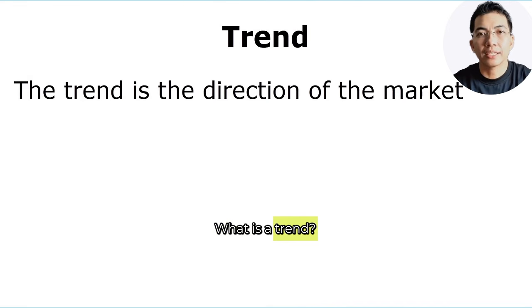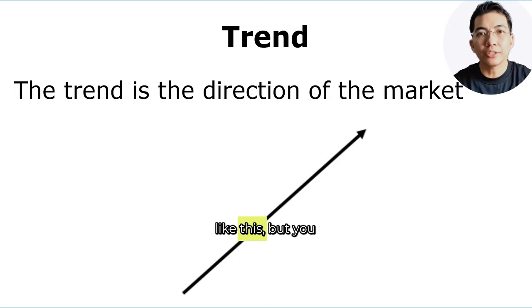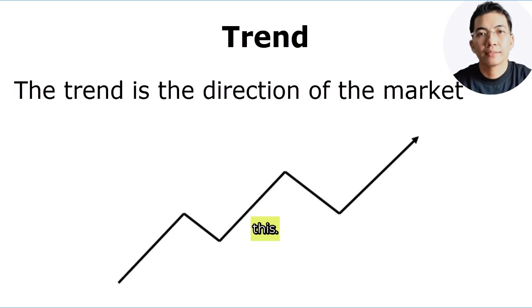What is a trend? The trend is simply the direction of the market, so which way the currency pair is moving. But when you have a look at the chart, the first thing that you notice is that there is no straight line to help you to identify any direction. You never see something like this, but you can see something like this. Even if it is quite obvious that the price is going up, how can you say that?